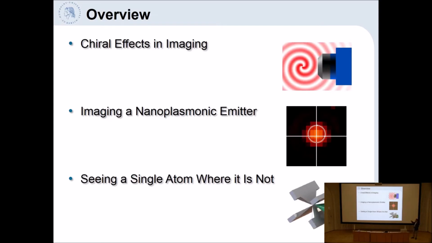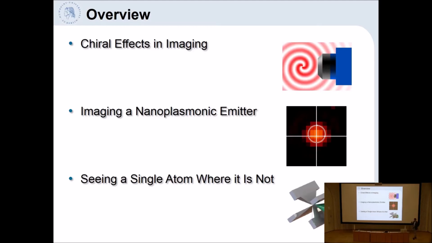I will first now discuss these chiral effects in imaging of a point-like dipole emitter, and then I will present two experiments, one on imaging a nanoplasmonic emitter and one on imaging a single atom in a Paul trap using just regular microscope objectives. Okay.